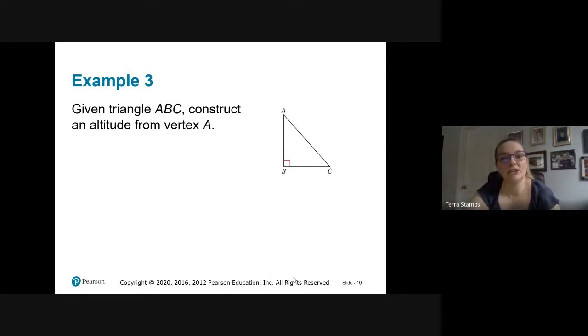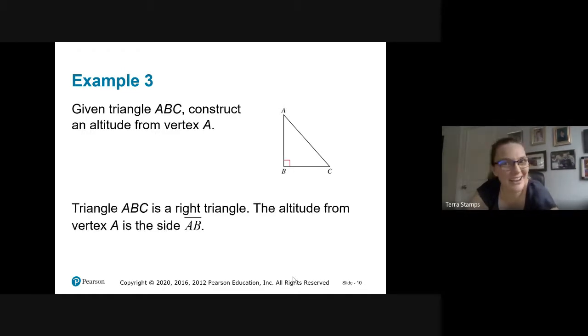Given triangle ABC, construct an altitude from vertex A. All right, congratulations, you're done. It's a right triangle. So the altitude is AB. There's no construction needed.